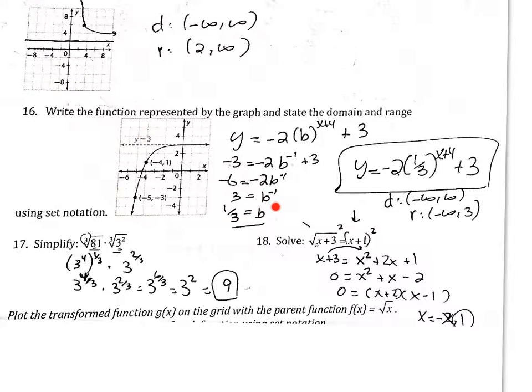Remember, negative exponent means you flip or do reciprocal. So I did reciprocal of 3, which is 1/3. There's my b, so I just plugged it right there, and that's what I get. And then don't forget also to do your domain and range.